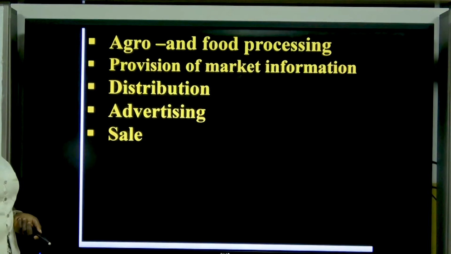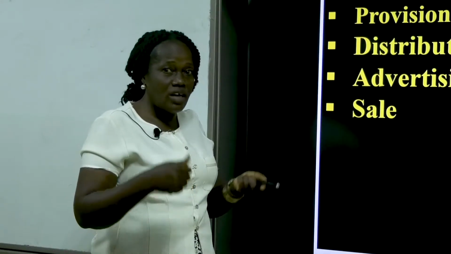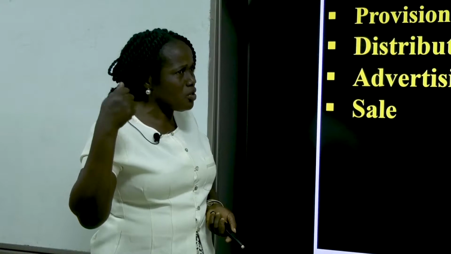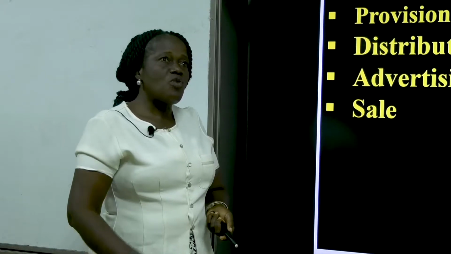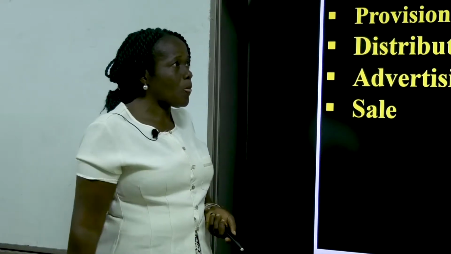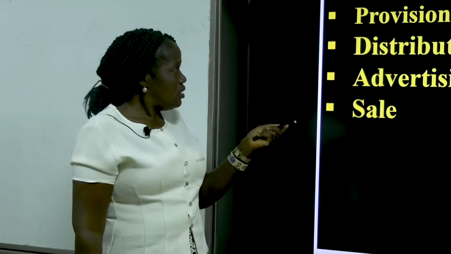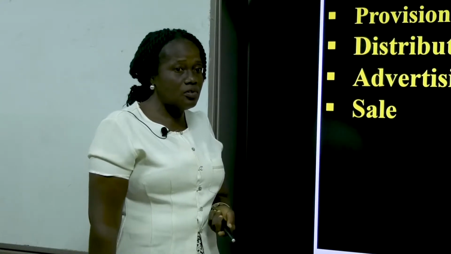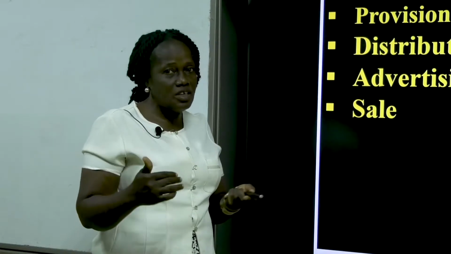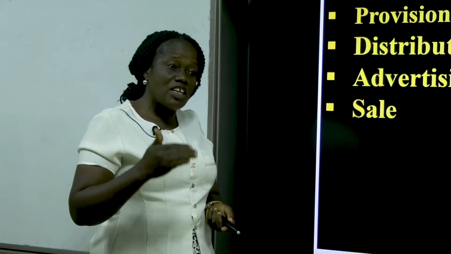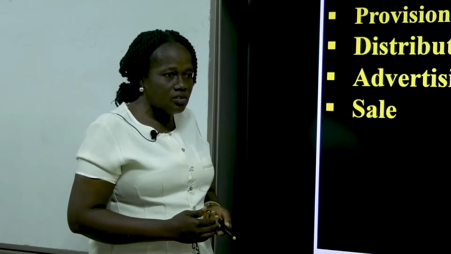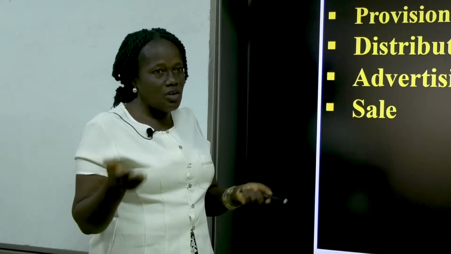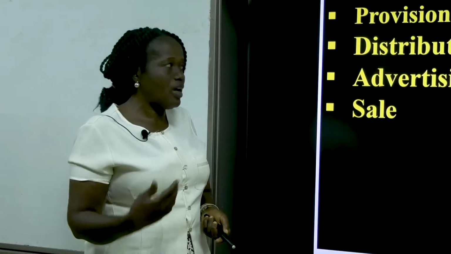What do I mean when I say provision of market information? Before you say you want to go and sell your agricultural produce, you must get information about the marketing system of that particular product. How do you get the information? There are many ways that you can get information about a particular produce. The purpose of farming is for you to make gain. And a wise farmer will wait until he or she hears that the price of a particular product has increased before they say, okay, let me take it to the market and go and sell.